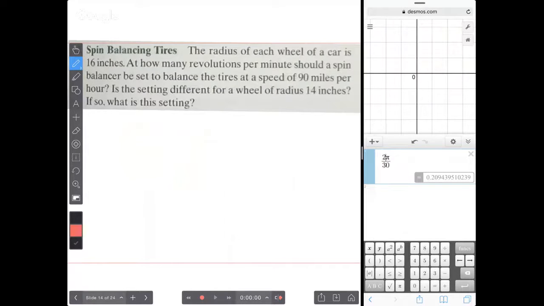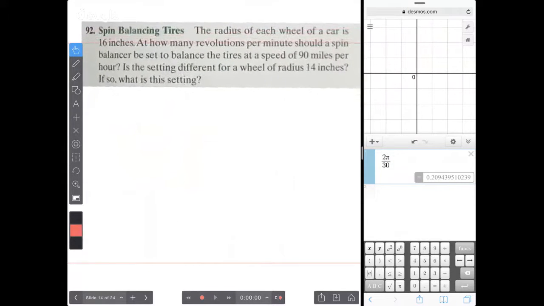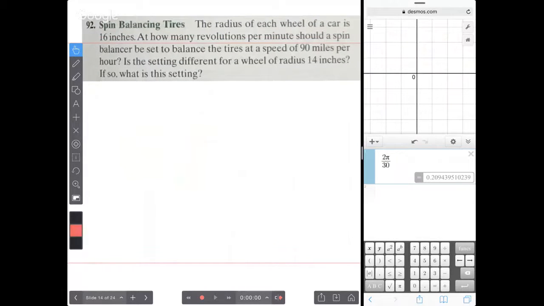The radius of each wheel of a car is 16 inches. This is number 92. At how many revolutions per minute should a spin balancer be set to balance the tires at a speed of 90 miles per hour? So we want to go 90 miles per hour. And we want to convert that into revolutions per minute for a 16-inch radius wheel.